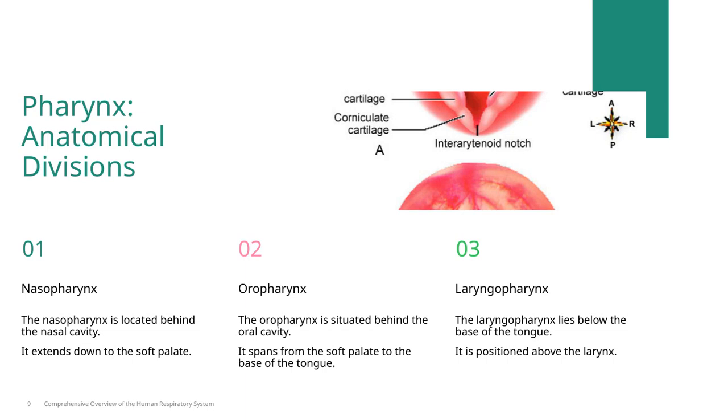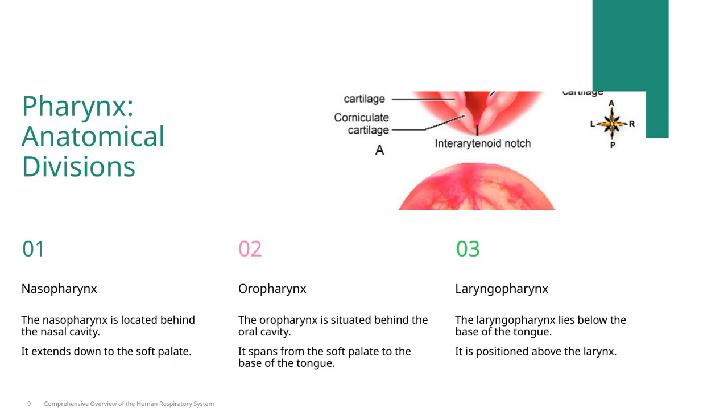Now, let's take a closer look at the oropharynx. This part of the respiratory system is located right behind the oral cavity, so it plays a crucial role in both breathing and swallowing. It extends from the soft palate at the top down to the base of the tongue. This positioning makes it a key passageway connecting the mouth and the lower parts of the throat.